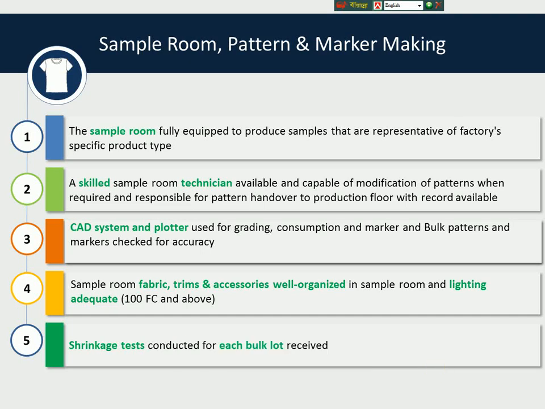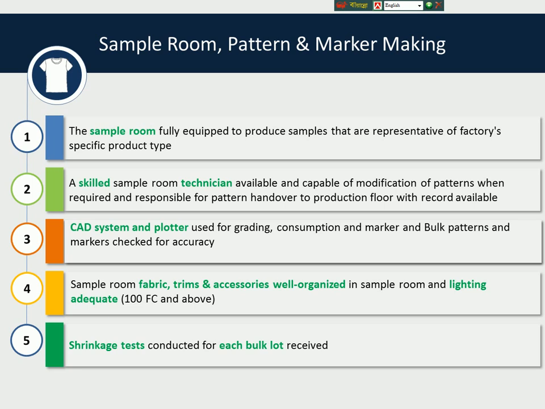In this section, I will present section-wise technical audit requirements. Section: Sample. Sample room, pattern and marker making. The sample room is fully equipped to produce samples that are representative of the factory's specific product type.